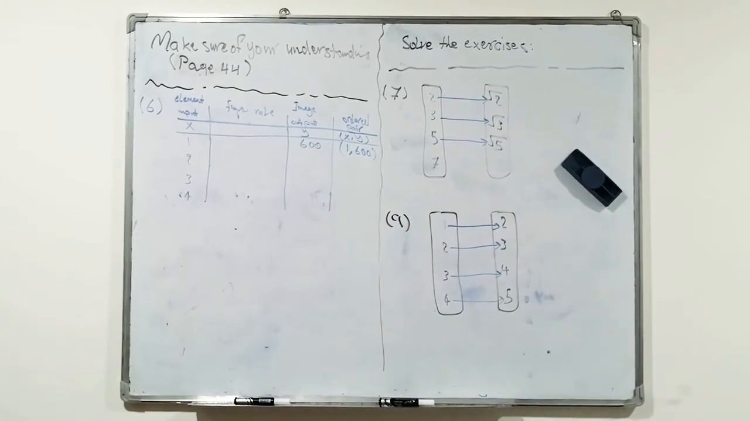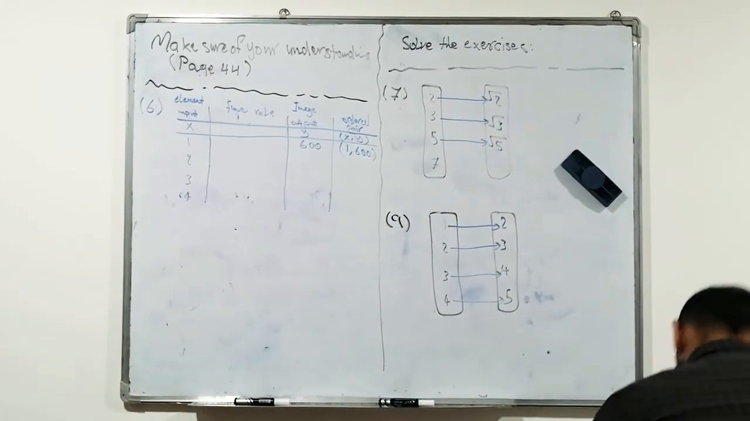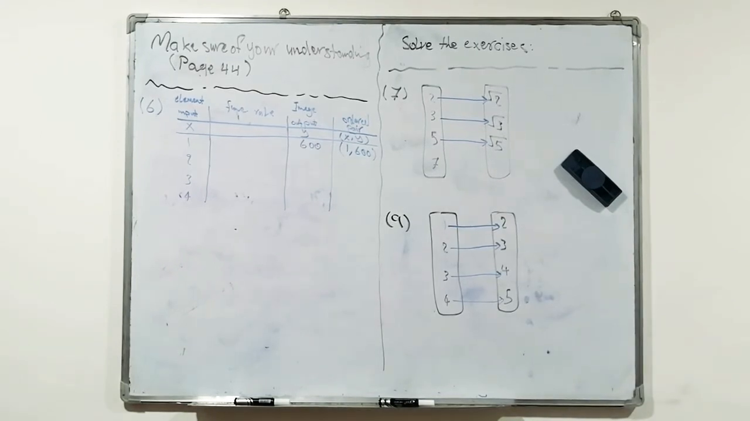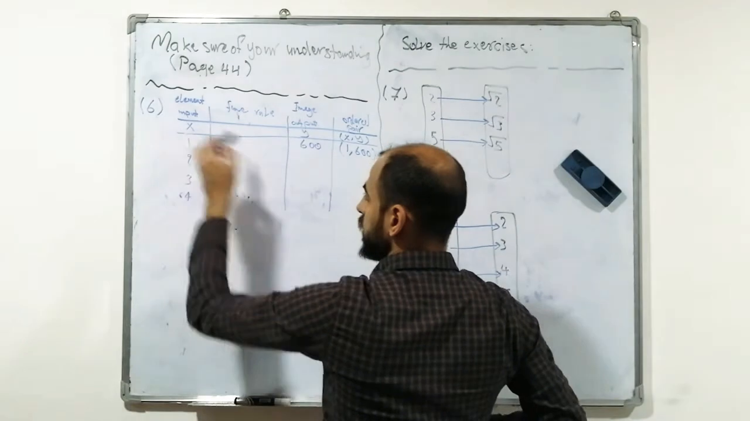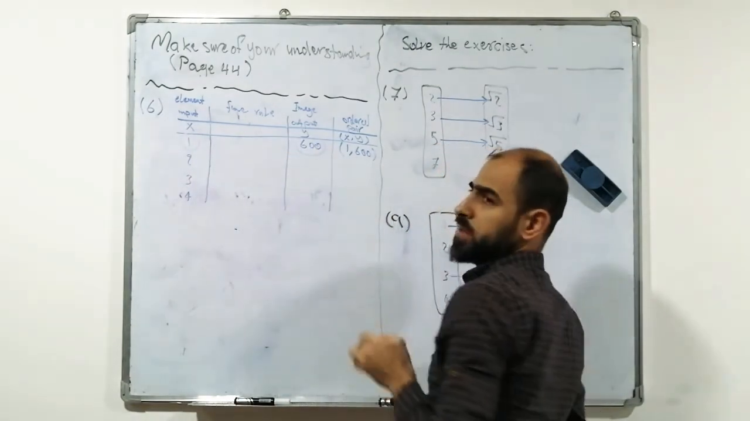Now in question number 6 we have a bat that eats 600 insects per hour. How many insects will it eat in 2, 3, and 4 hours? Construct the relation between the number of hours and the number of insects, then represent the table in the coordinate plane. Here we have that in 1 hour the bat eats 600 insects.